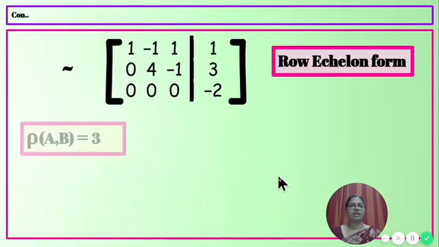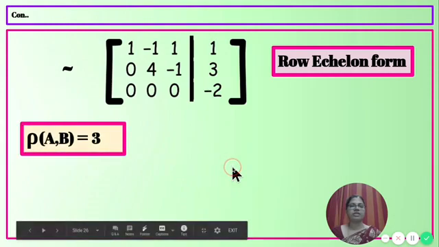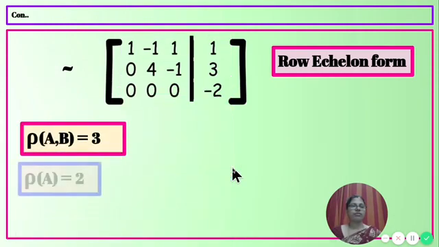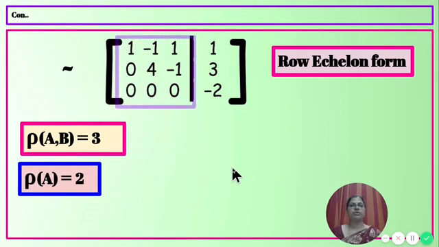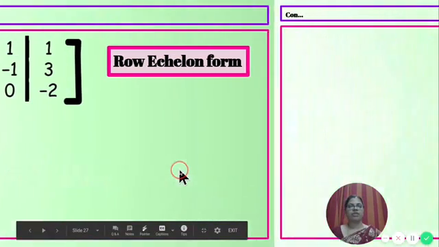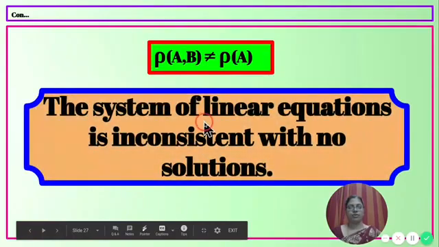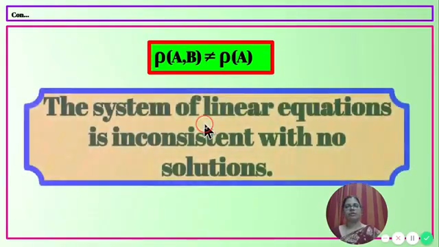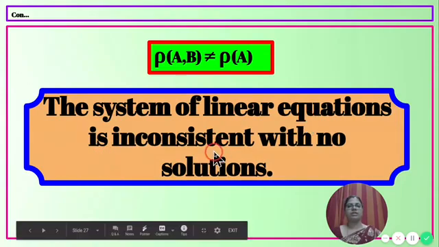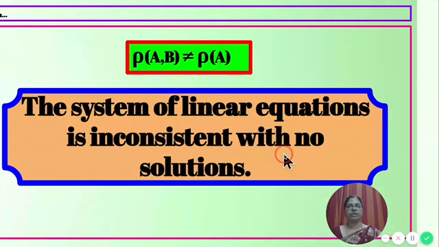Now we can find the rank. So rank of A comma B is equal to 3. Rank of A is equal to 2 because we have only 2 non-zero rows. So the rank of A comma B is not equal to rank of A. So the system of linear equations is inconsistent, with no solution.